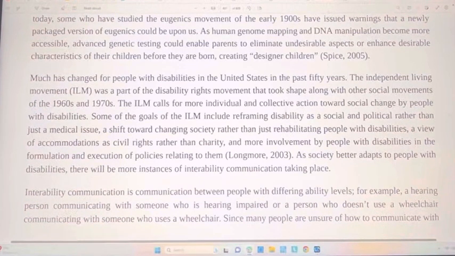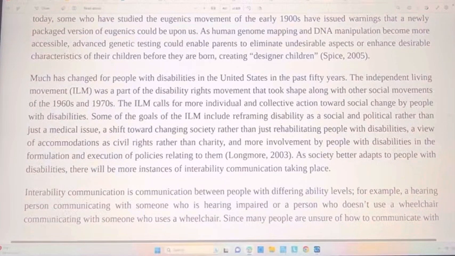Some of the goals of independent living include reframing disability as a social and political rather than just a medical issue, a shift toward changing society rather than just rehabilitating people with disabilities, a view of accommodations as civil rights rather than charity, and more involvement by people with disabilities in the formulation and execution of policies relating to them.